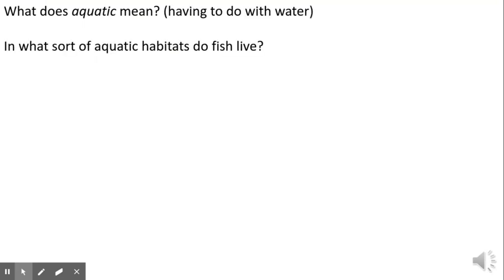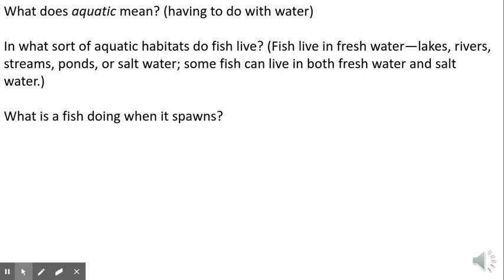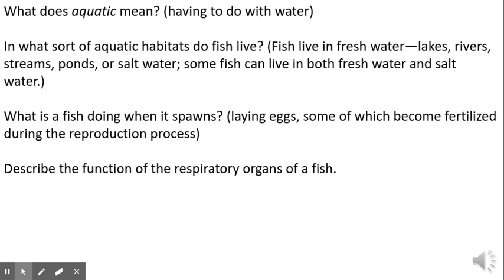So what does the word aquatic mean? It means having to do with water. In what sort of aquatic habitats do fish live? What kind of water do they live in? They can be in lakes, rivers, streams, ponds, freshwater, or saltwater. What is a fish doing when it spawns? It's laying eggs, some of which become fertilized during the reproduction process.